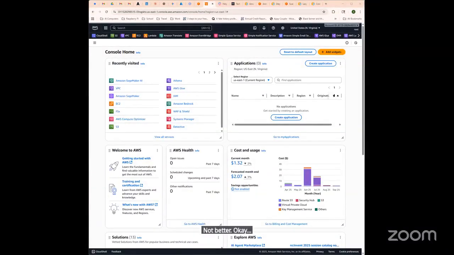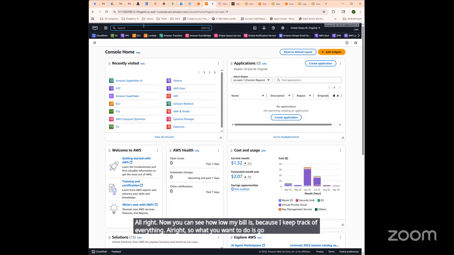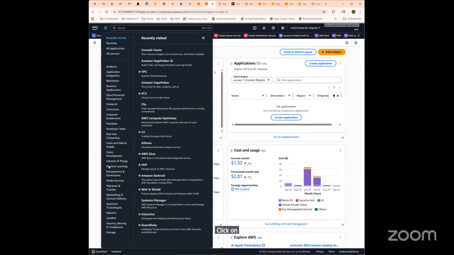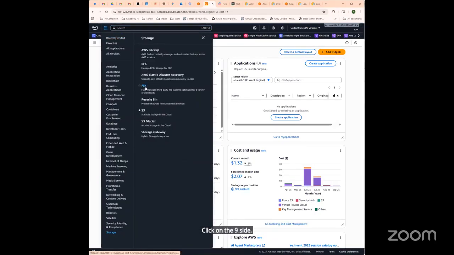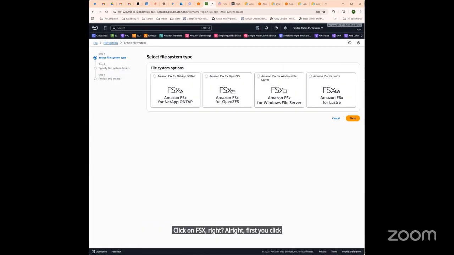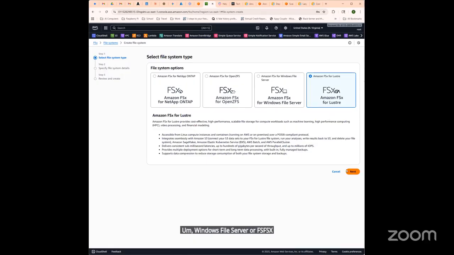Or am I out? Yeah, give me a second. All right. Now you can see how low my bill is because I keep track of everything. All right. So what you want to do is go to FSx. You can type it into the toolbar here, or you can click on the nine dots and go to storage, click on FSx. All right. First, you click Create File System, and you can choose whichever one you want: ONTAP, ZFS, Windows File Server, or FSx for Lustre. We'll just do that one.